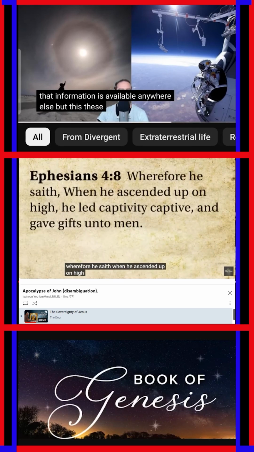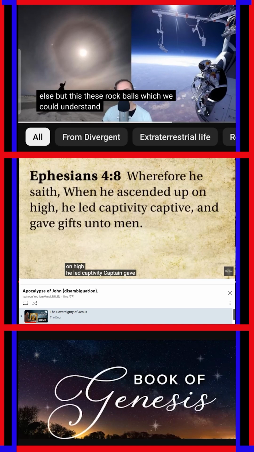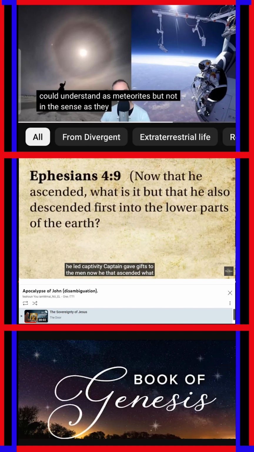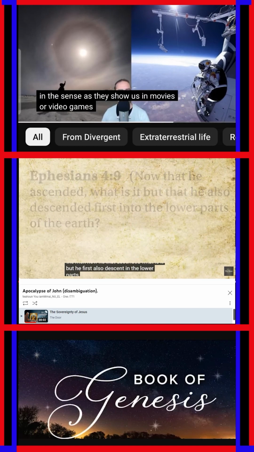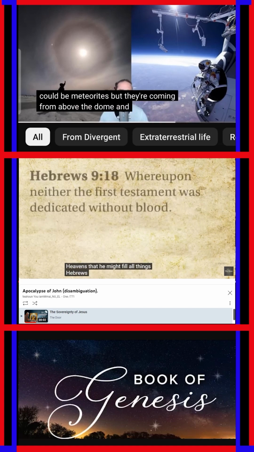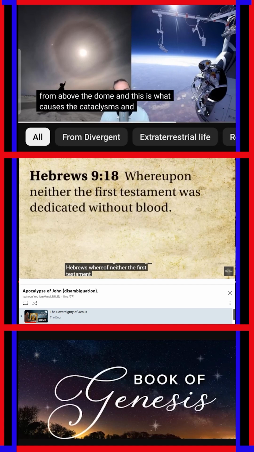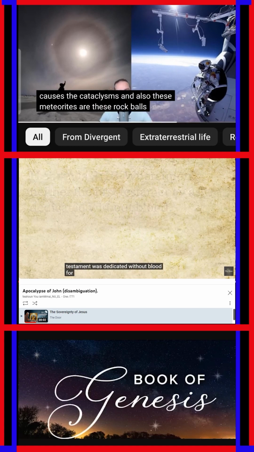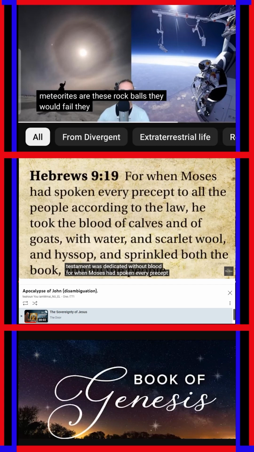But these rock balls, which we could understand as meteorites, but not in the sense as they show us in movies or video games with the aliens and other stuff. It's a different type of meteorite, coming from above the dome, and this is what causes the cataclysms. And also these meteorites, or these rock balls, would fall in the floodwaters, because we had floods all the time, right?